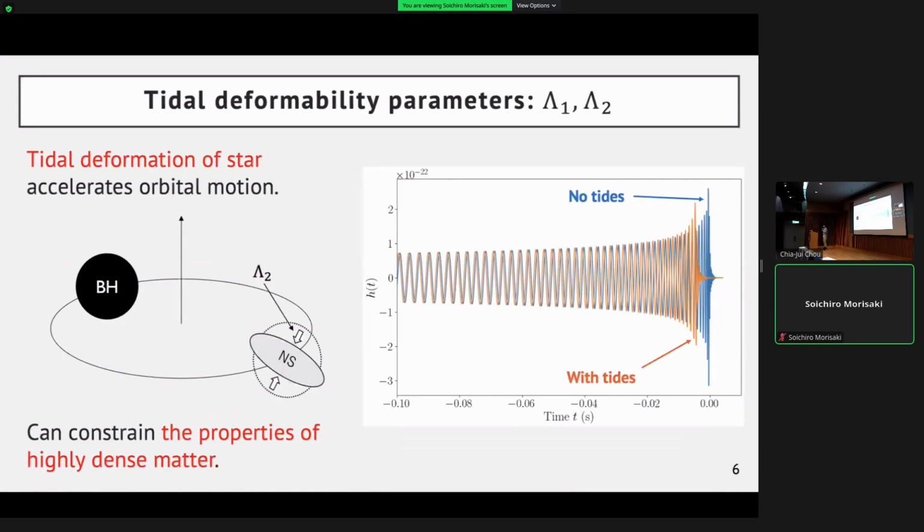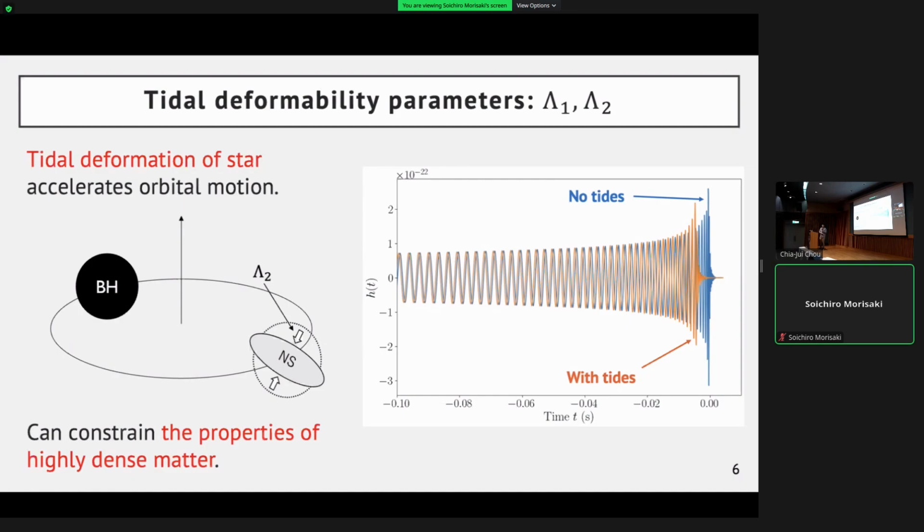In addition to masses and spins, if the binary contains a neutron star, then the signal morphology is also affected by the so-called tidal deformability parameter, denoted by lambda, of a neutron star. What happens is that if the binary contains a neutron star, then this neutron star is tidally deformed by the companion. This tidal deformation accelerates the binary evolution at the final stage of the inspiral, and it makes the signal slightly shorter, as you can see in the right figure. So by measuring this, you can measure the tidal deformability.